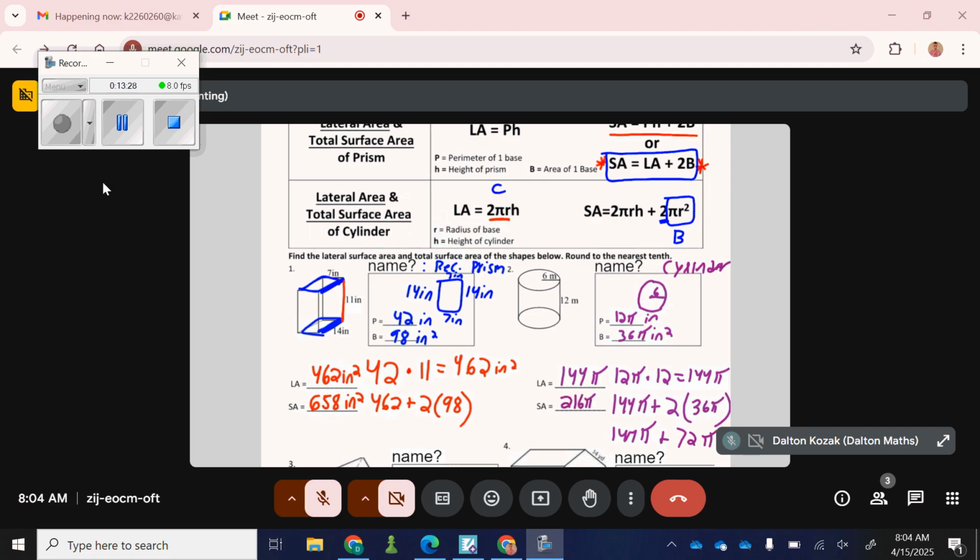For your units, sorry, I've been putting inches, it's meters. So meters squared. And of course, if you want to round, you just plug pi into your calculator.